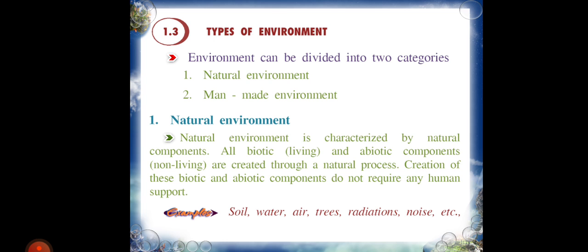Types of environment. Environment can be divided into two categories. One is natural environment, another one is man-made environment. Number one, natural environment. Natural environment is that which is characterized by natural components. All living and non-living, that is biotic and abiotic components, which are created through a natural process. Creation of these biotic and abiotic components does not require any human support. For example, soil, water, air, trees, radiations, noise, etc.